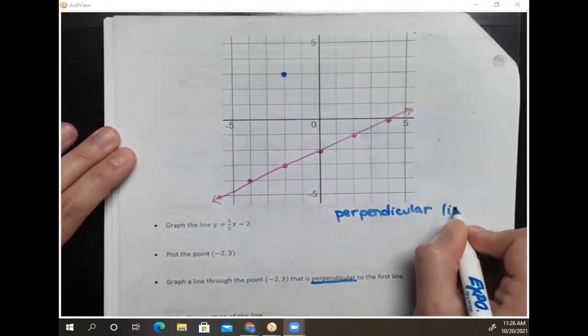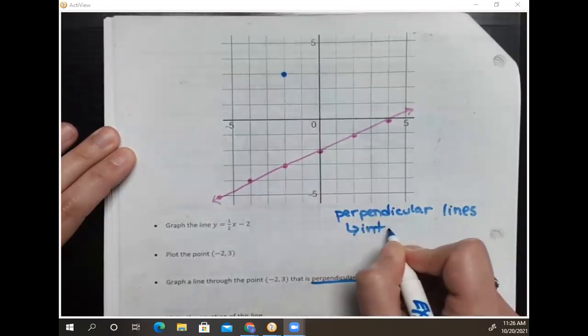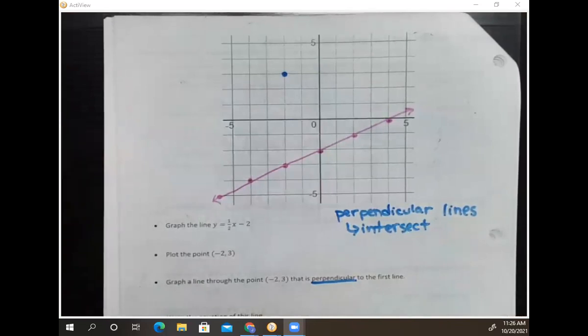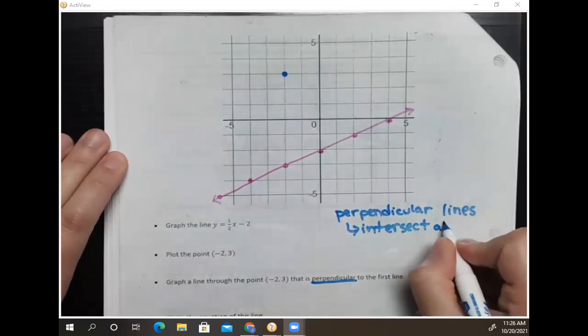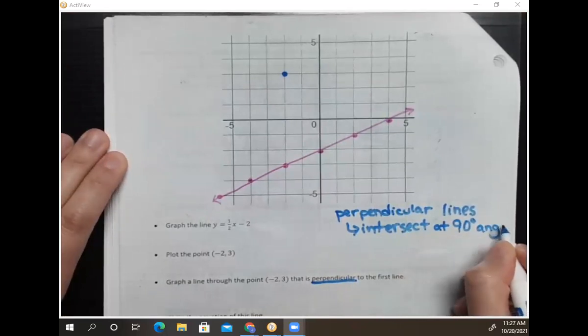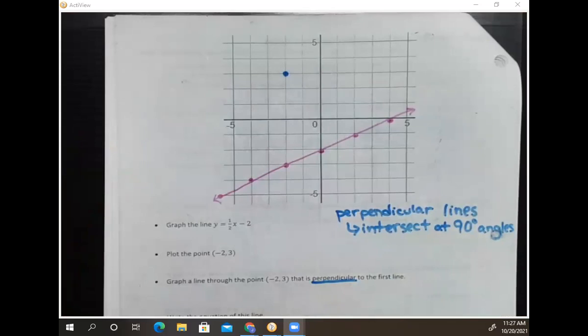Perpendicular lines: they intersect, and there's something special about how they intersect. At 90-degree angles. Yeah, they intersect at right angles. Got some people giving me a little T here. And that's why you cared about perpendicular lines in geometry, because you had properties of figures that relied on having some right angles.